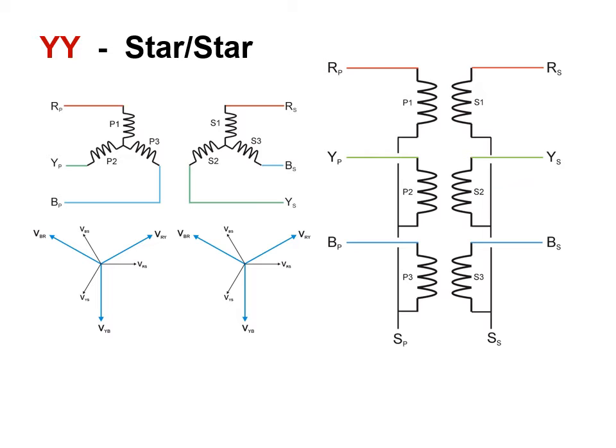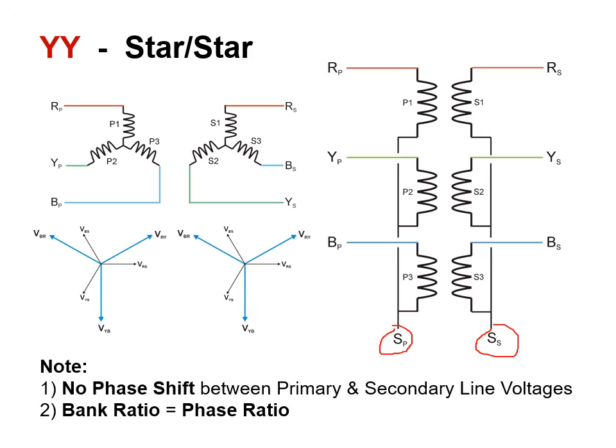We can also have a star-star configuration. You see each of these are connected to the star point in the secondary and the primary. And what we see is there's no phase shift between the primary and secondary line voltages. Again, the bank ratio and the phase ratio are then equal.